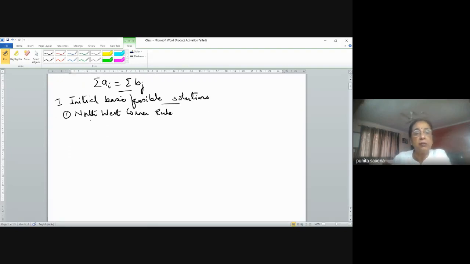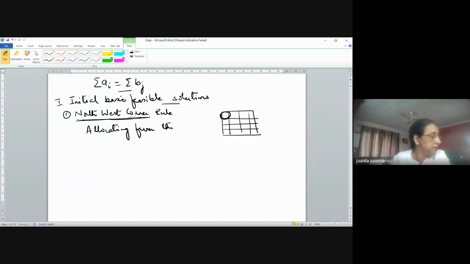As the name itself says, northwest corner. You have a transportation table that looks like a matrix. The problem is in the form of a table. So what we do is we start with the northwest corner of this table, which becomes the very first box here. And we start allocating from the northwest corner.